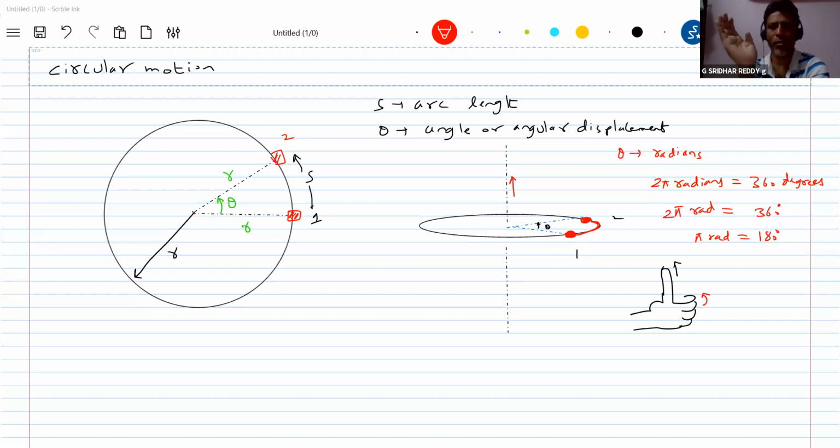Here theta will be anti-clockwise. So you curl it. Already we have seen the right hand screw rule. The similar method: curl your fingers in the direction of theta, open the thumb, and the thumb will give the direction of theta here. This is only the sense of measurement. The theta will be directed perpendicular to the plane in which you are measuring. Theta will be directed along the axis.